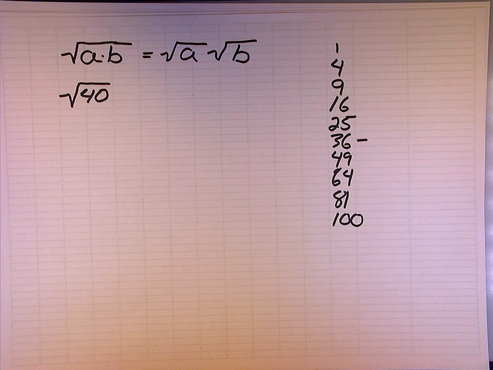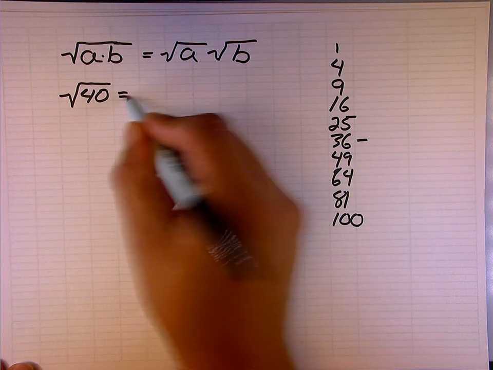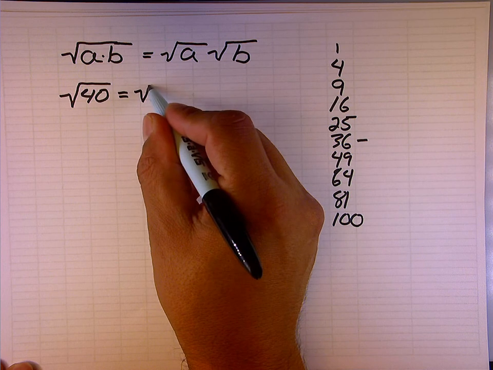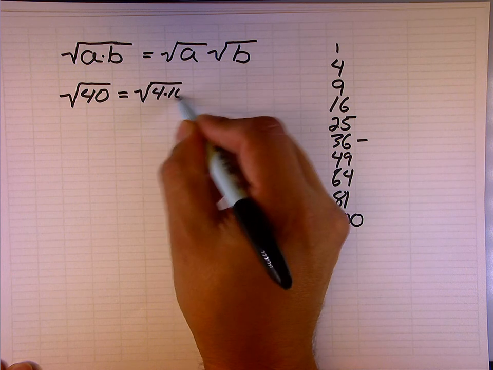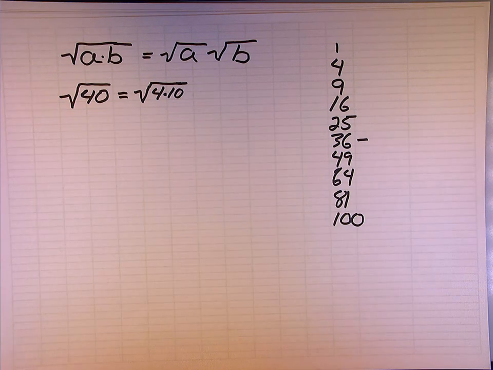No. Next thing I'll ask, is 25 a factor of 40? Is 16 a factor of 40? Is 9 a factor of 40? Is 4 a factor of 40? So since 4 is a factor of 40, I can rewrite this as the square root of 4 times 10.